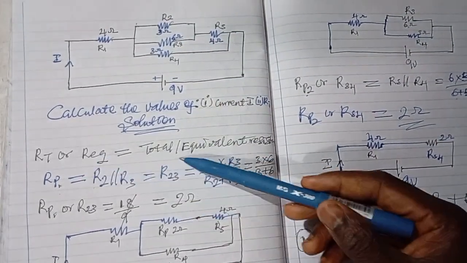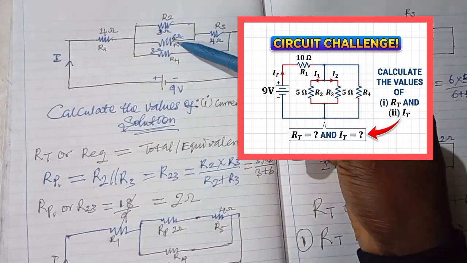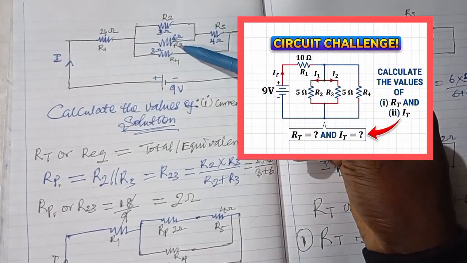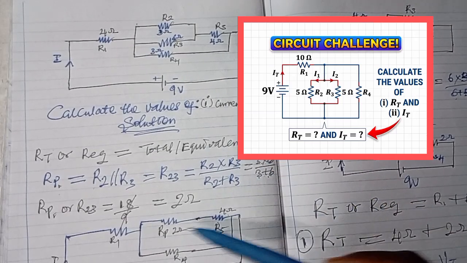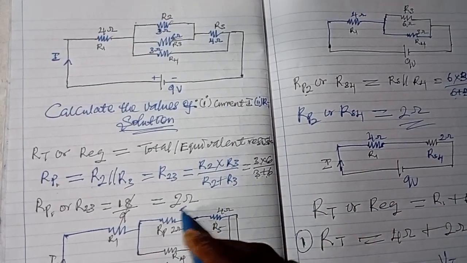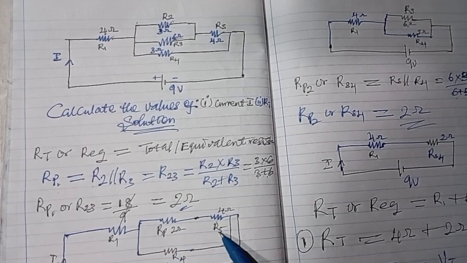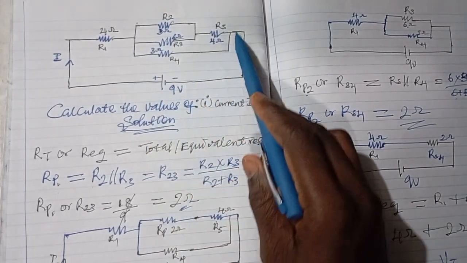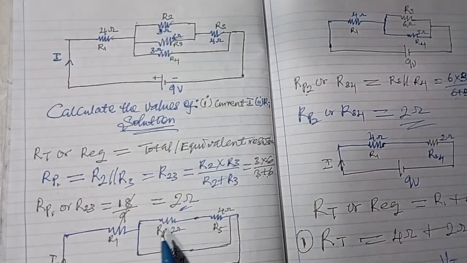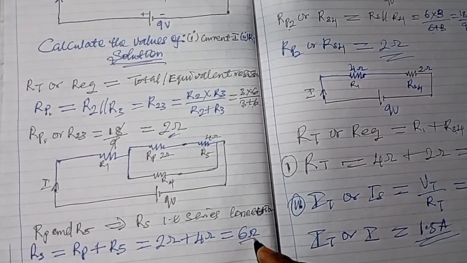Now that is what I have done here. R total or the equivalent resistance. First parallel resistor is this R2 parallel R3. So you just multiply, take the product and divide it by the sum. We had 2 ohms. Draw the circuit again. This is our RP and this is our R5. Okay, they are in series, but here now is parallel to this series connection. So add the 2 because they are in series. That is what we have added here to have 6 ohms.